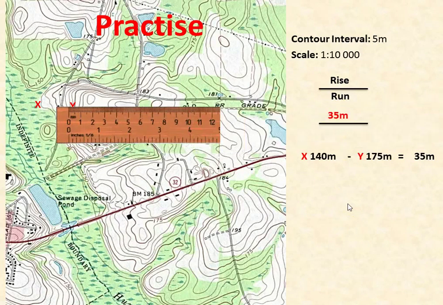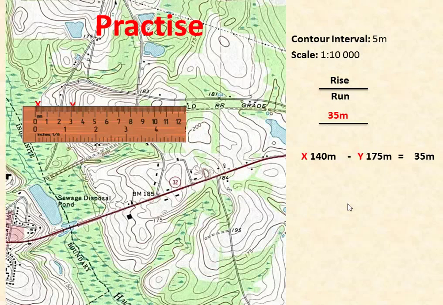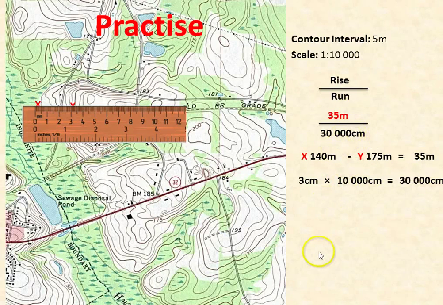Let's measure across, bring that ruler in. That is 3 centimeters, give or take. So we times 3 centimeters by the 10,000 centimeters, and that gives us 30,000 centimeters. Obviously, they're in the wrong units, meters and centimeters, so we scrub 2 zeros off there, and that converts it into 300 meters. We divide by the numerator, which gives us 1 to 8.6. There we have the gradient between X and Y.